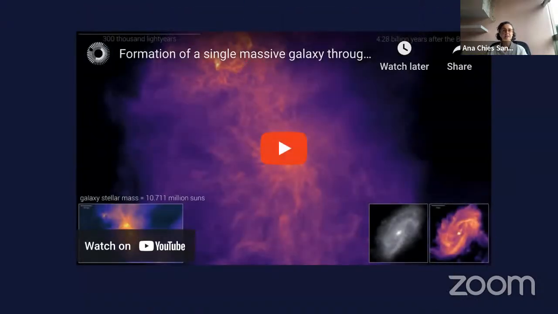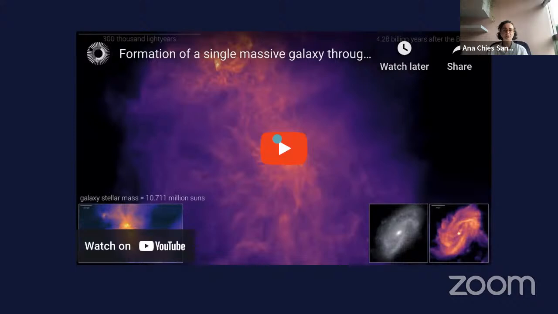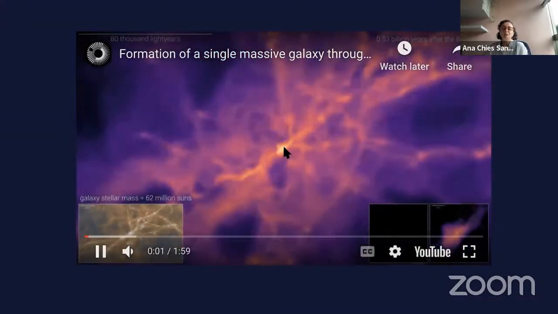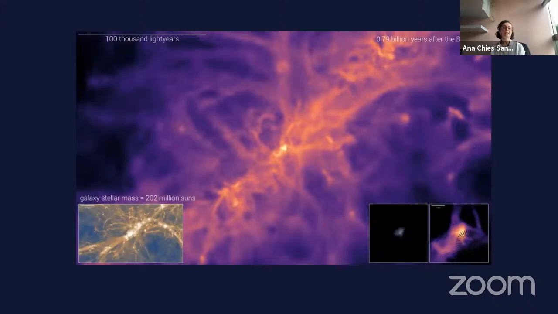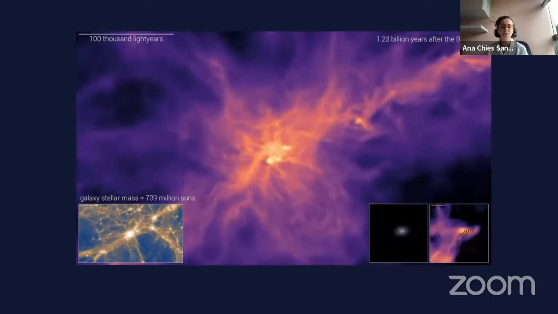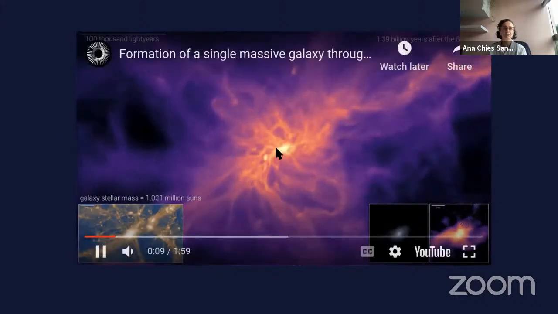And here is a well-known simulation. Well-known simulations showing the assembly of a galaxy in this context, in this cartoon context I just introduced.